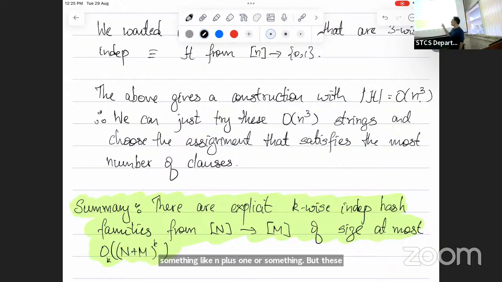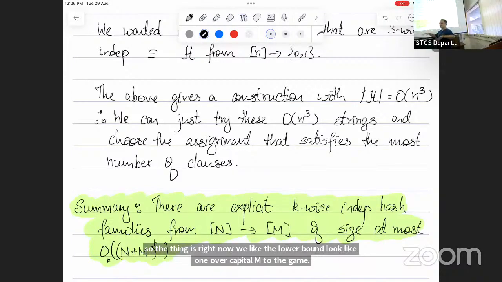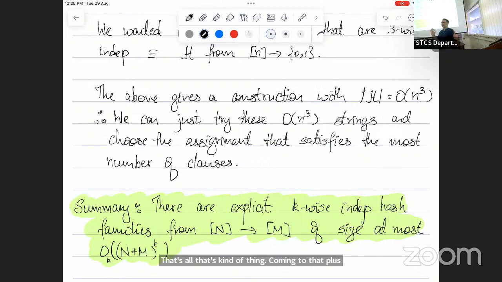Shouldn't they match? Yeah, so the thing is, right now the lower bound looks like 1 over capital M to the k, whereas now I'm sort of saying capital M plus capital M to the k. I'm sort of ignoring the difference between capital N and capital M. But the weakness is in the analysis. So in the problem set, you will actually prove a lower bound and see.